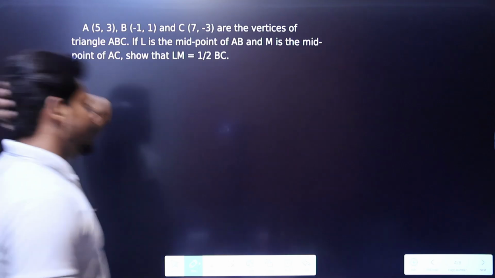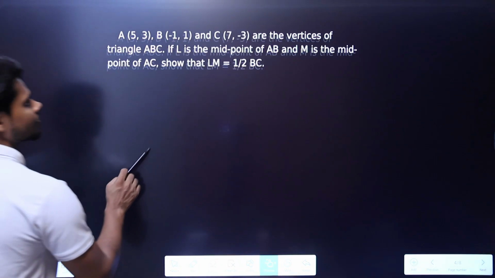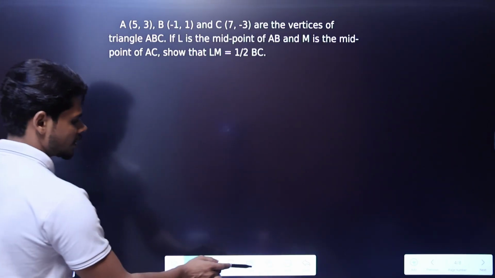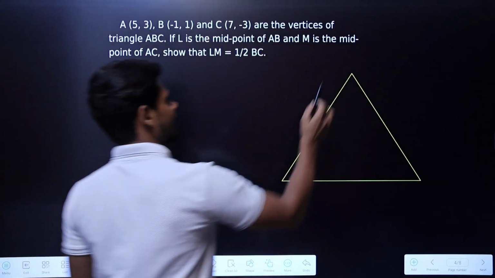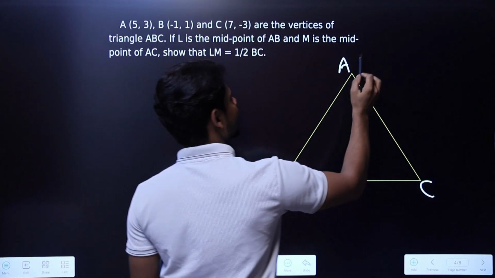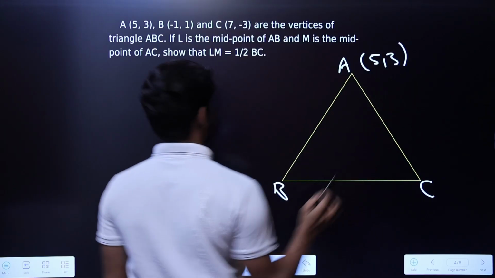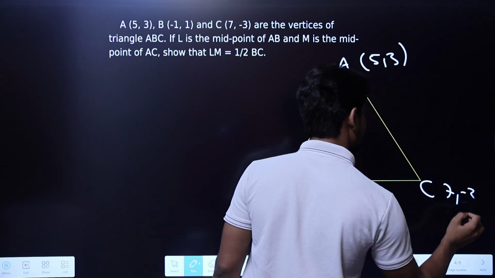Okay. Now let's come to the next question. In this question we are given A, B, C are the vertices of a triangle. So let's draw it first. Let's say we are given a triangle with vertices A, B and C, and vertex A is 5 comma 3, vertex B is negative 1 comma 1 and vertex C is 7 comma minus 3.